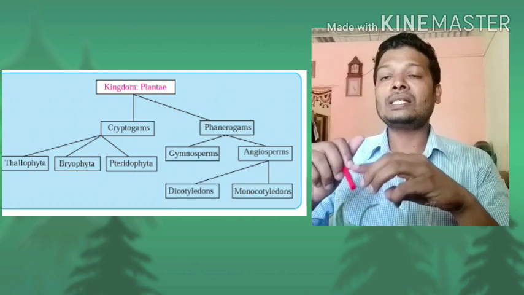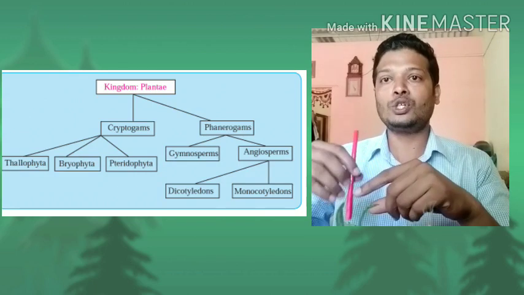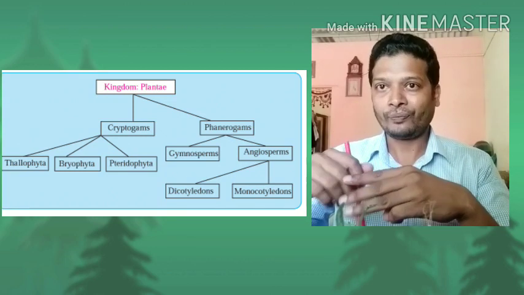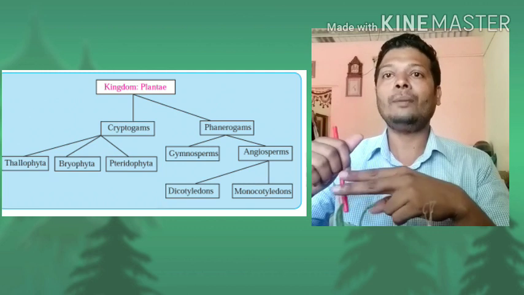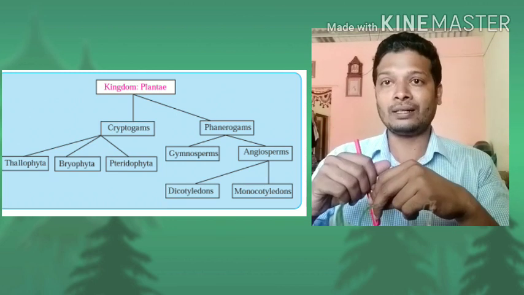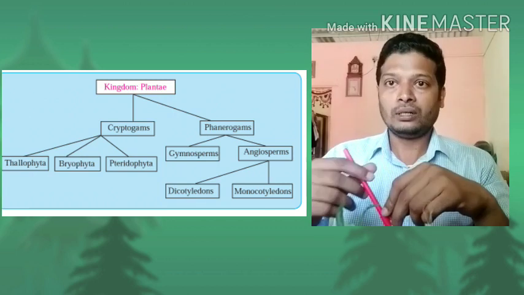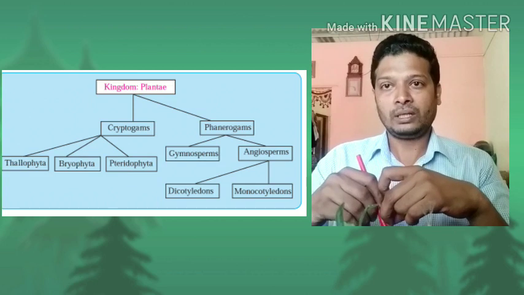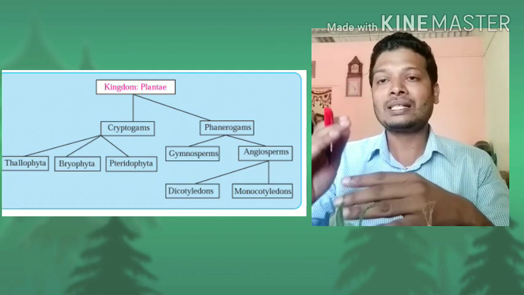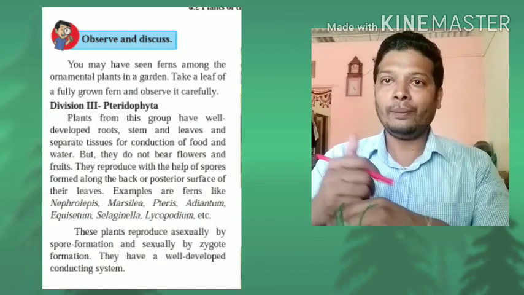Subkingdom Cryptogam is again divided into 3 groups or 3 divisions as division Bryophyta, Thallophyta and Pteridophyta, out of which Thallophyta and Bryophyta we have already studied. We discussed all its characters and its examples. Now we are going to start with division Pteridophyta. These are slightly evolved than Thallophyta and Bryophyta.